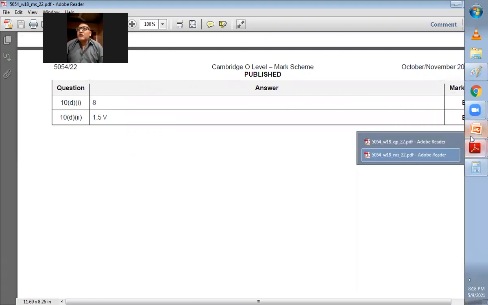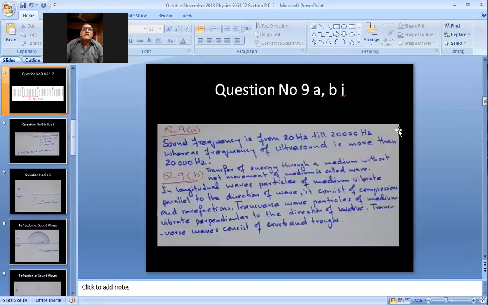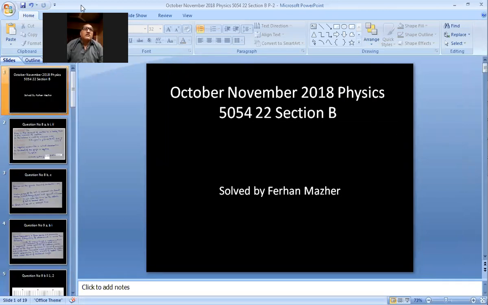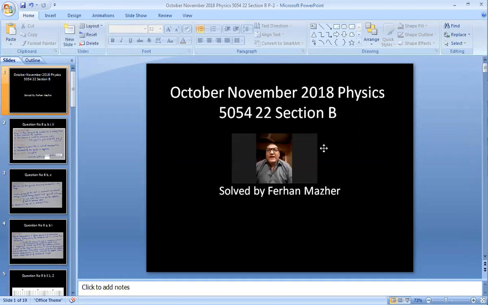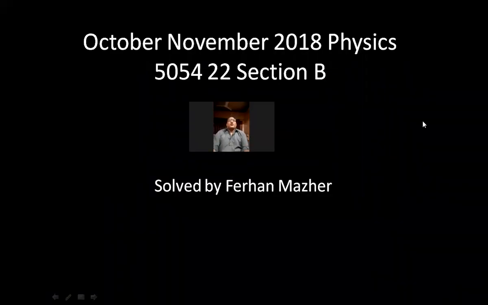So, my dear students, today we have done the October/November 2018 Physics 5054/22 paper. In this session, we have only attempted Section B of this paper: question number 8, question number 9, question number 10. And I hope that you have understood the questions.